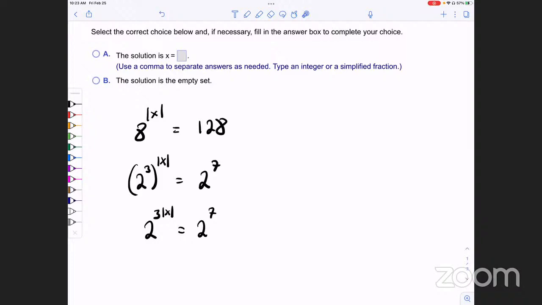Now this last line is true if and only if those exponents are equal. Now that we have the same base, this is only true if the exponents are equal. So we can say 3 times the absolute value of x equals 7, okay?